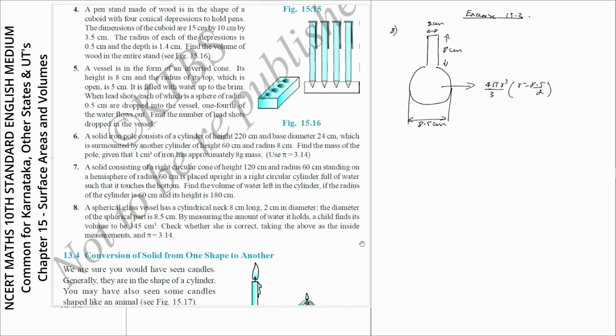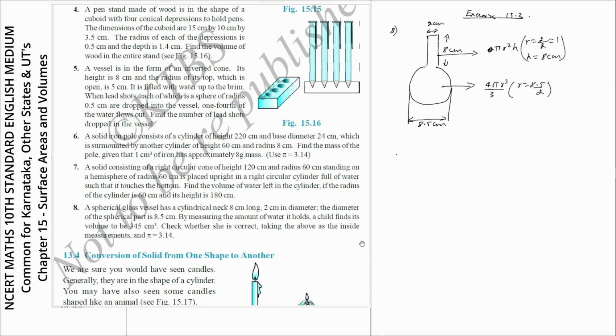And now what is the volume of this cylinder here? This volume is given by pi r square into h. So what is r here? R is half of the diameter of the neck, which is 2 centimeter. Half of the diameter is radius, so 2 by 2 is equal to 1. And what is h? Height of the neck is 8 centimeter.